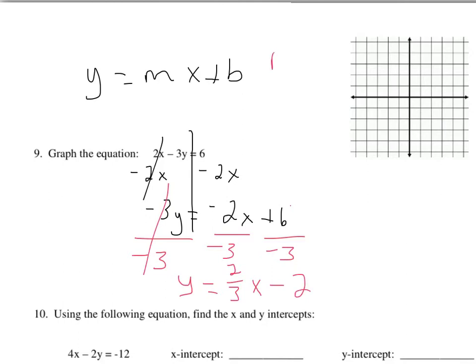So now we have it in slope-intercept form. The m is 2/3. And the b is negative 2. The b tells us where to start on the graph. So we're going to start on the y-axis at the value negative 2. So right here.